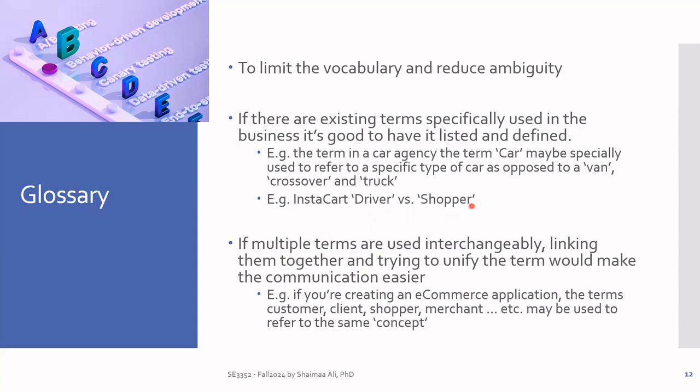All right. Now, if multiple terms are used interchangeably, linking them together is useful. Perhaps you can use one unifying term or just be clear that these two terms are used interchangeably, to limit the possible meanings of these terms. So a glossary is one of the models that you can find very useful to reduce the ambiguity. It's something good to start with when you start your analysis.